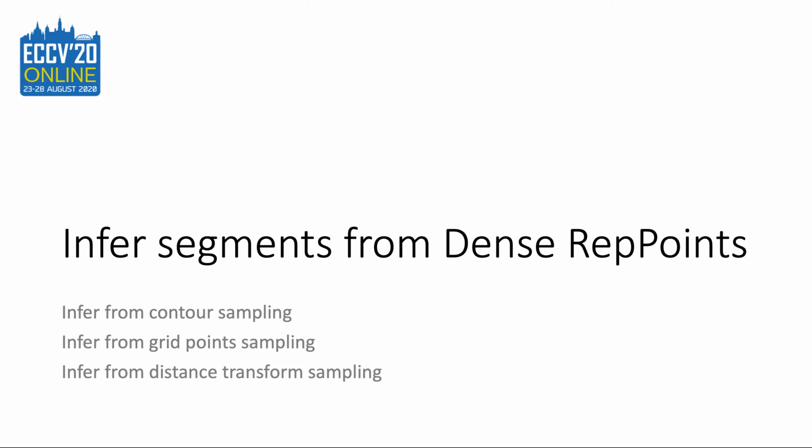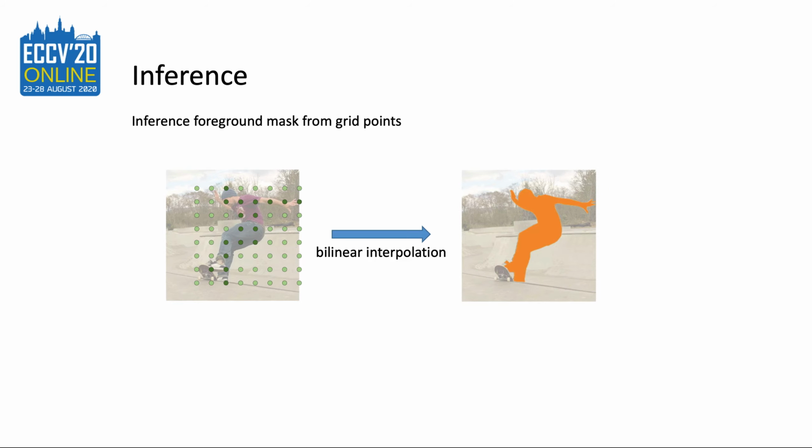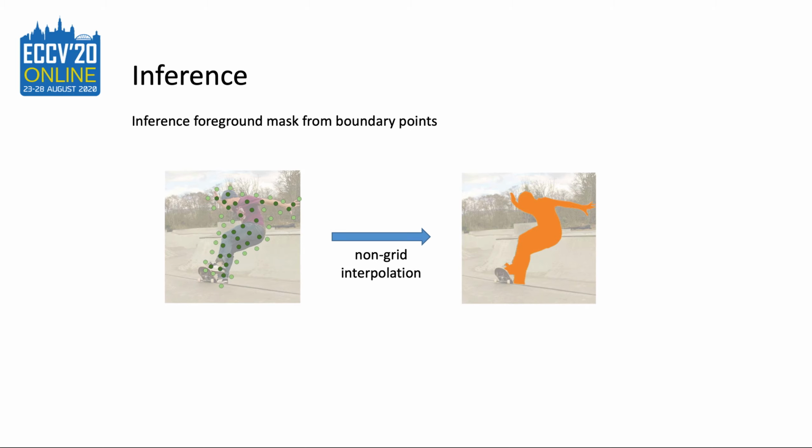Next, we describe how we can infer object segments from dense RepPoints. To infer the contour, we compute the concave hull of the predicted representative points. To infer the foreground mask from grid points, we perform bilinear interpolation to generate the foreground mask. This is also the commonly used image resize operation. To infer the foreground mask from boundary points, we perform non-grid interpolation over the unstructured representative point sets.